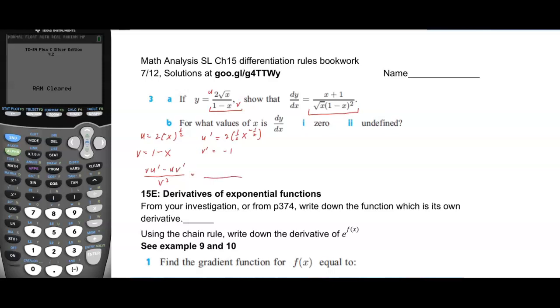So on the bottom, I'm going to put 1 minus x quantity squared, and then I'm going to put 1 minus x here, and u dash multiplied times that. You can see that the 2 and the 1/2 cancel each other out, so we're left with x to the negative 1/2. And then we're going to have minus u, which is 2x to the 1/2, times v dash, which is negative 1. Okay, so there is our quotient. I'm going to check to make sure it looks like this.